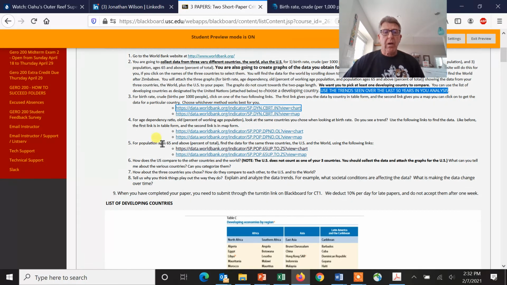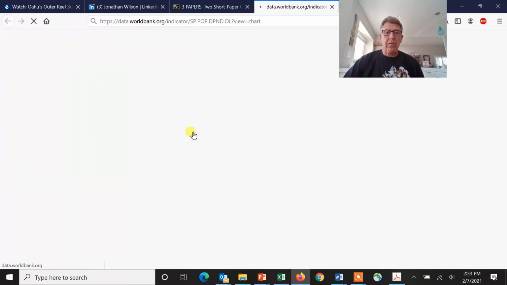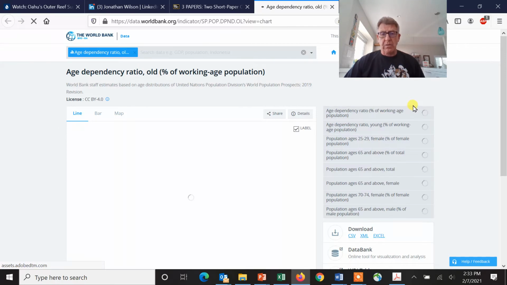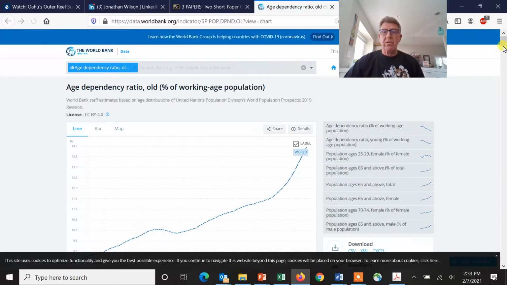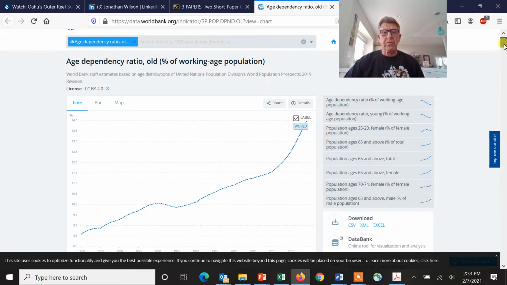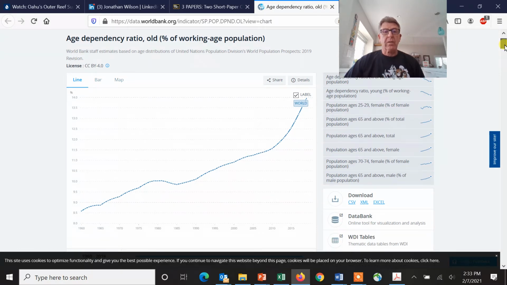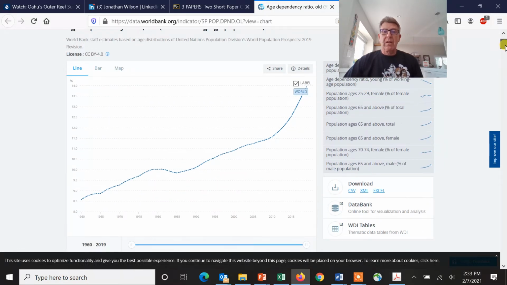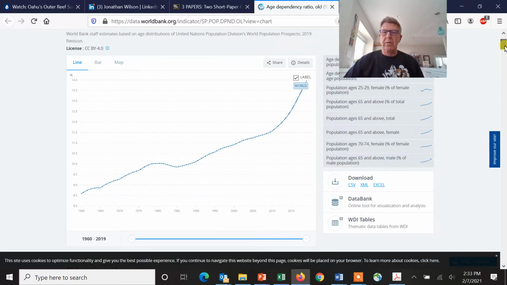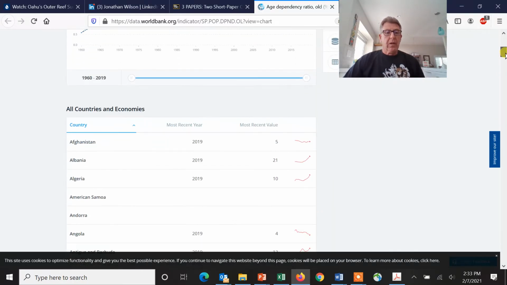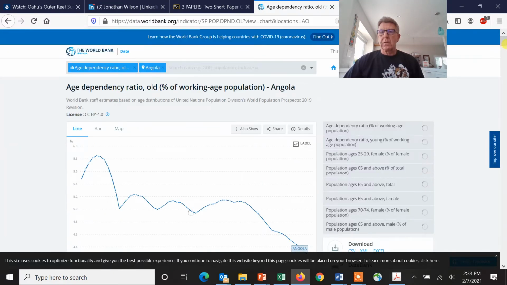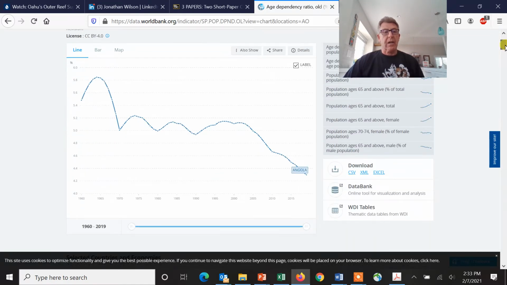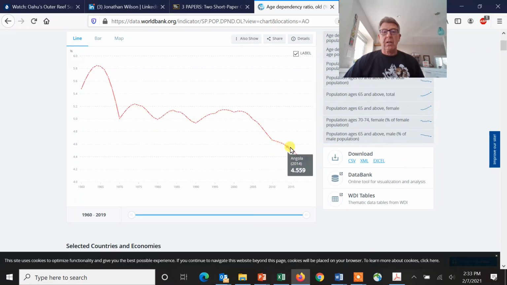That's part one. We also have selected the age dependency ratio. We can go back over here. It's important that you do the same countries. Whatever you choose for one, you do for the others. So there's a number of older people compared to working people. If we look at Angola, you check that out right there. There's a decline like so.